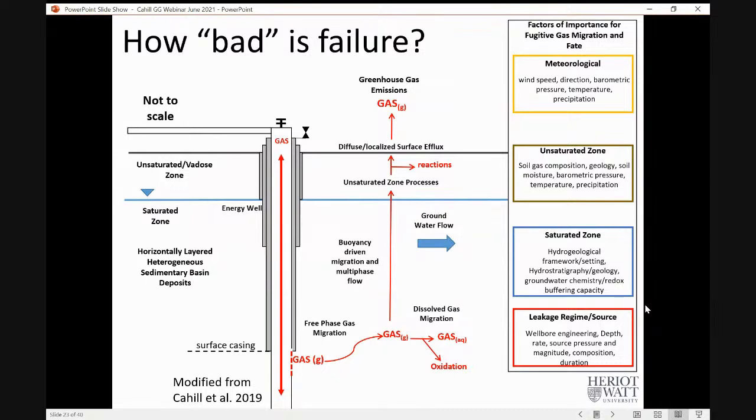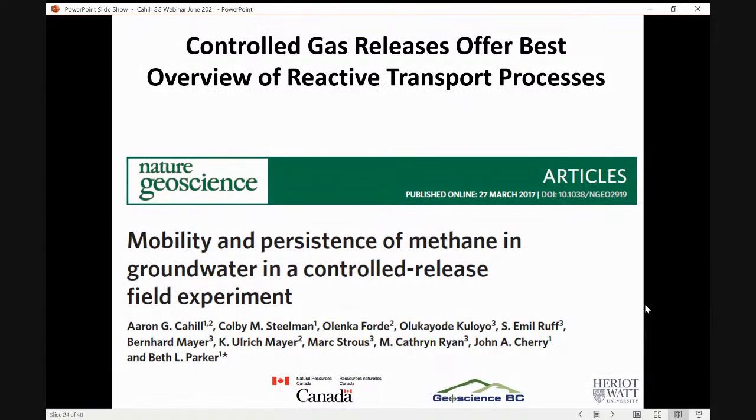And really, we need to be looking at all different aspects of this process, from the source of the leakage, from the wellbore engineering and the petroleum engineering, right the way through the saturated zone, unsaturated zone, and then even having to consider meteorological factors which influence how the gas moves and where it ends up. And of course, there are many questions at all points in this, so we've been trying to elucidate and get a better idea of what happens at each of these processes, so we can better predict the migration, the impacts, and the fate of leaking gas, to say how bad it actually could be.